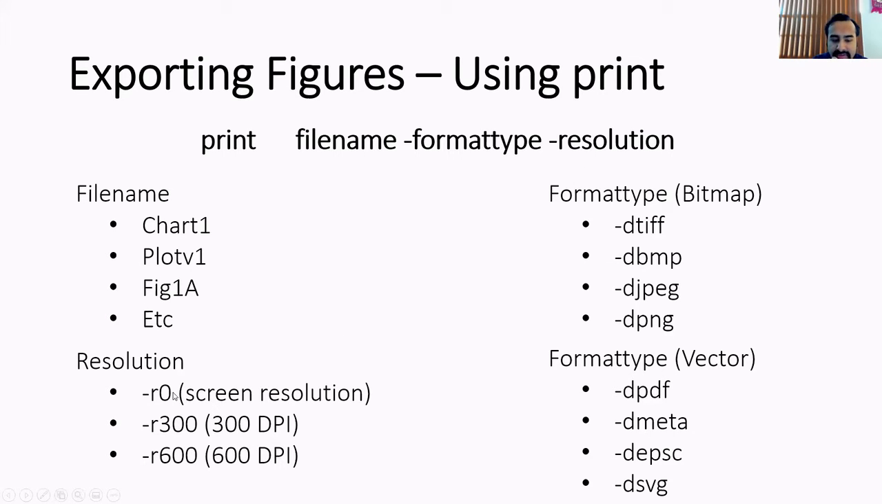So you can do dash r0, in which case it will use your standard screen resolution, dash r300 for 300 dpi, or dash r600 for 600 dpi. So if you do print chart1 dash dtiff dash r300, that will give you a file called chart1 that has a format of a TIFF file that is 300 dpi in resolution. Simple enough. You can also change things for a bitmap versus a vector. So if you want to use a bitmap, you can use these file types. If you want to use a vector, you can use a PDF, you can use meta, EPSC, or an SVG.